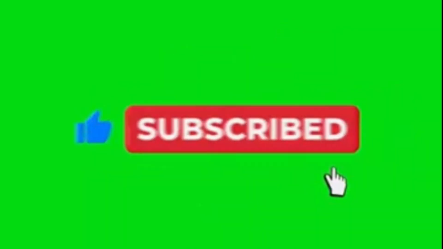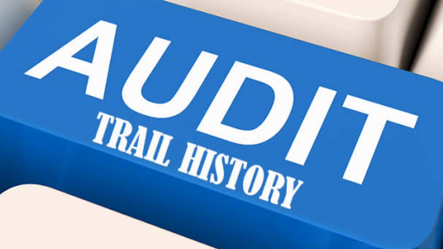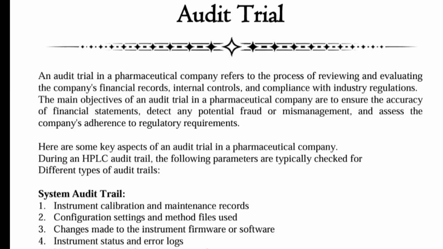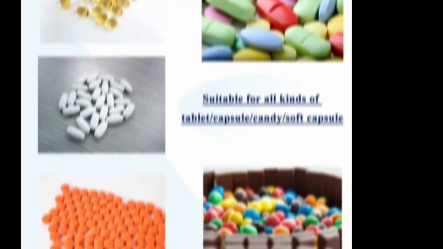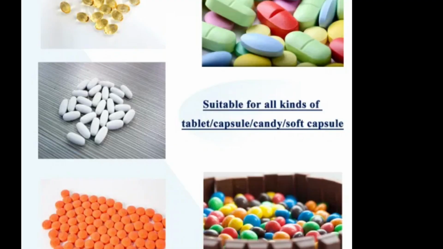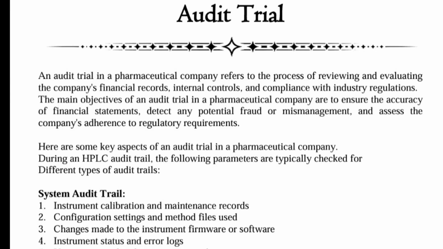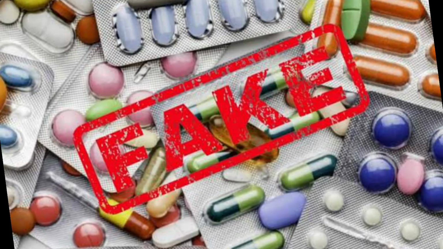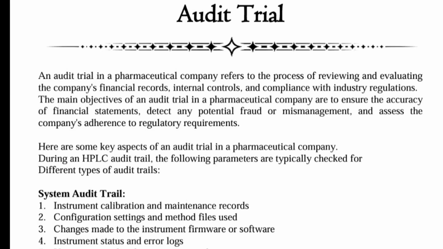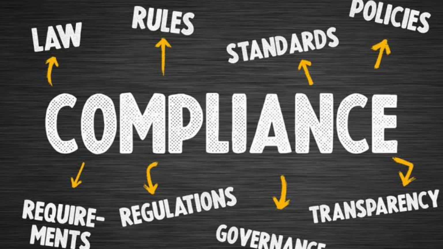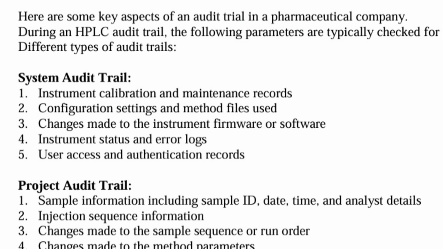Let's start. Today's topic is audit trails. The main objectives of audit trails in a pharmaceutical company are to ensure the accuracy of financial statements, detect any potential fraud or mismanagement, and assess the company's adherence to regulatory requirements. An audit trail in a pharmaceutical company refers to the process of reviewing and evaluating the company's financial records, internal controls, and compliance with industry regulations. Here are some key aspects of audit trails in a pharmaceutical company.